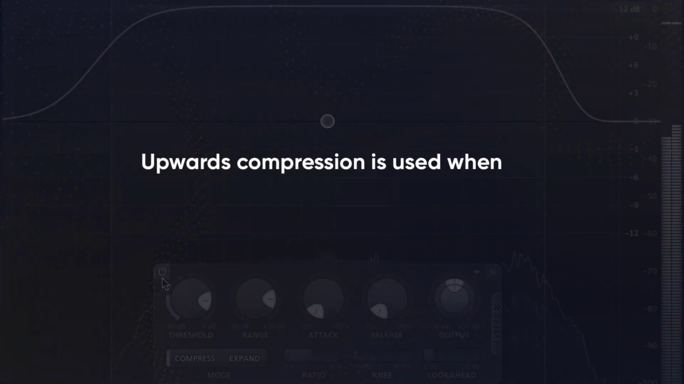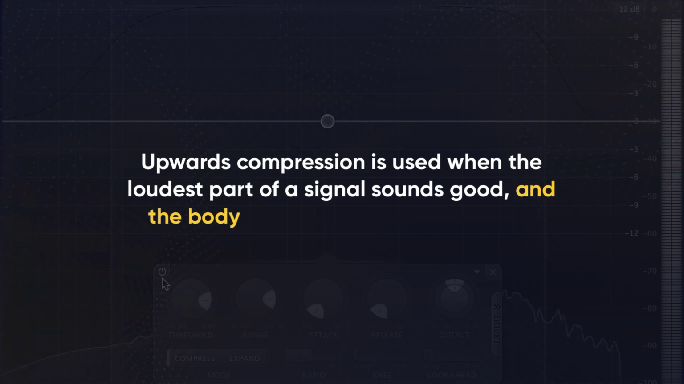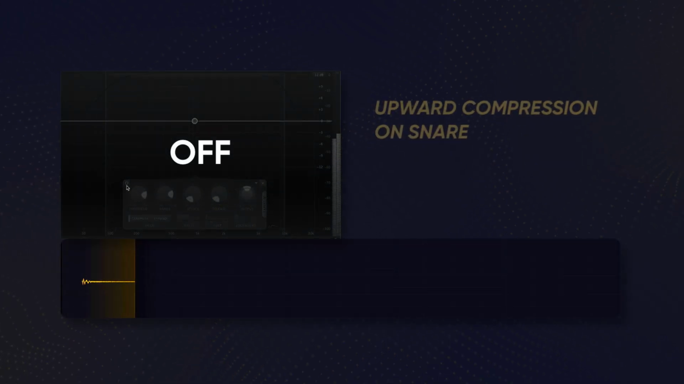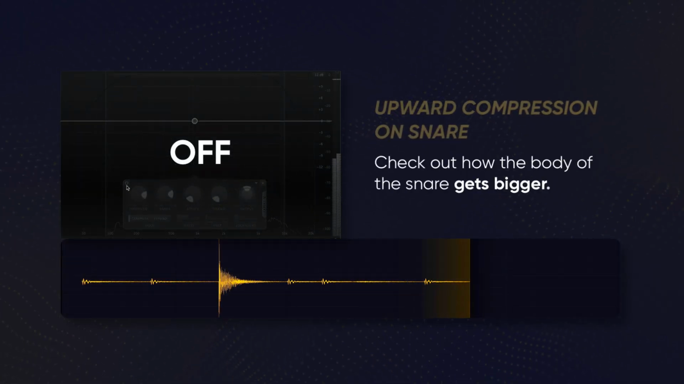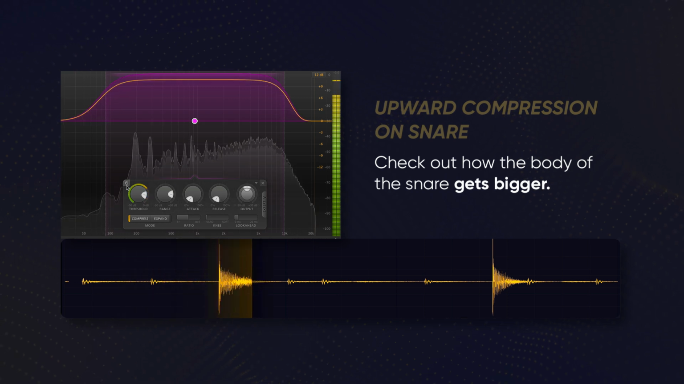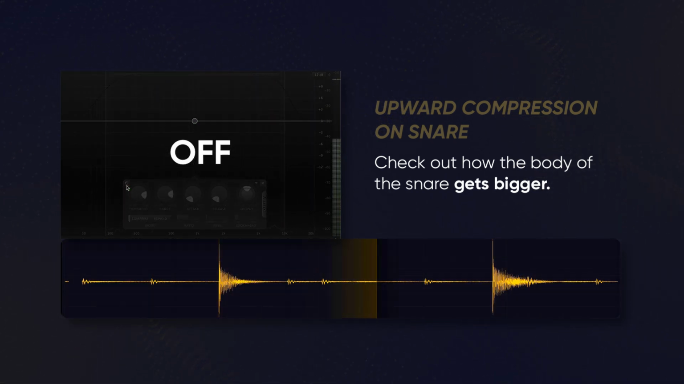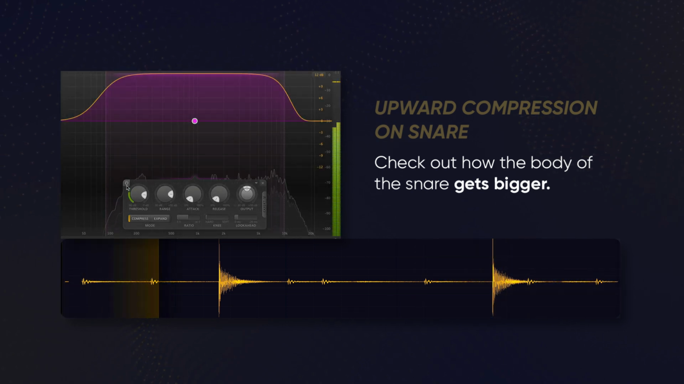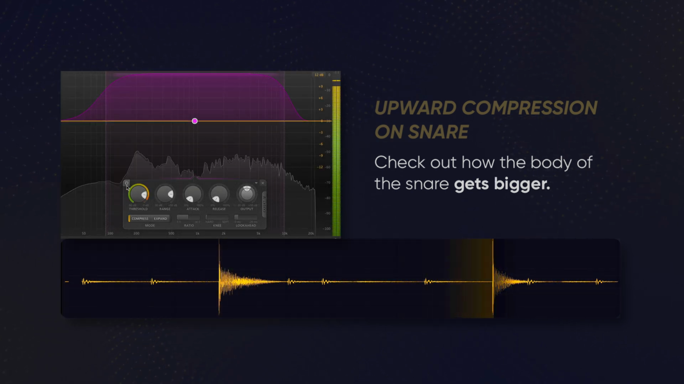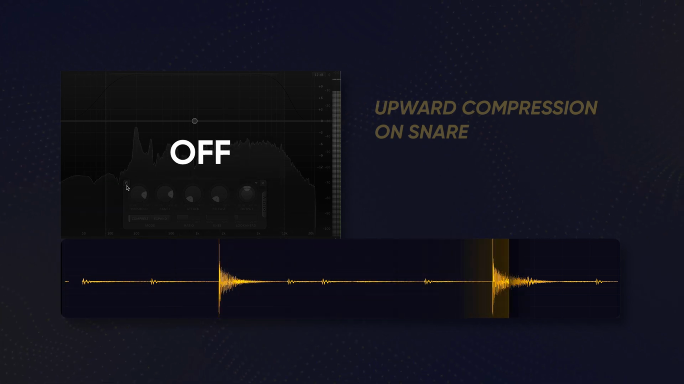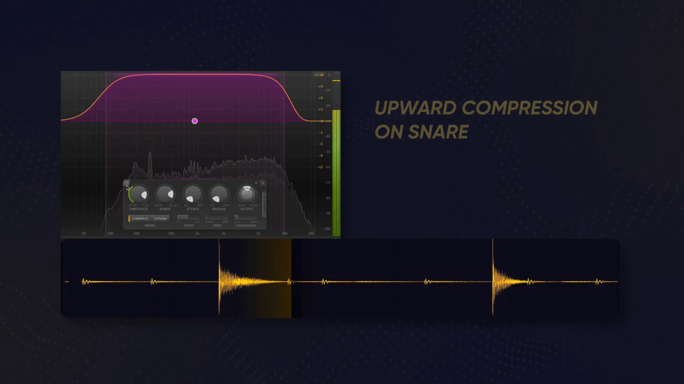Upwards compression is used when the loudest part of a signal sounds good and the body just needs to be brought up. A snare drum is a great example of how this works. Check it out. Bringing up the quieter parts of the snare gives it more body. Just be careful not to overdo it, or the transient is going to get lost.